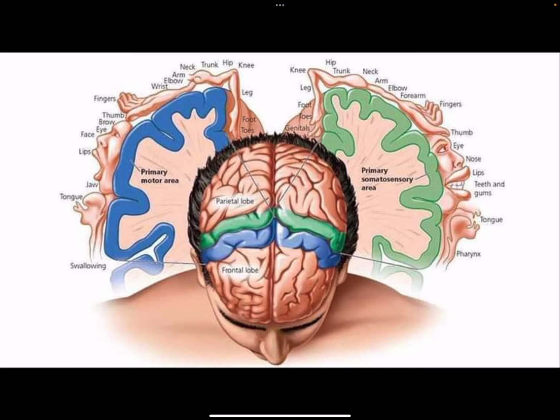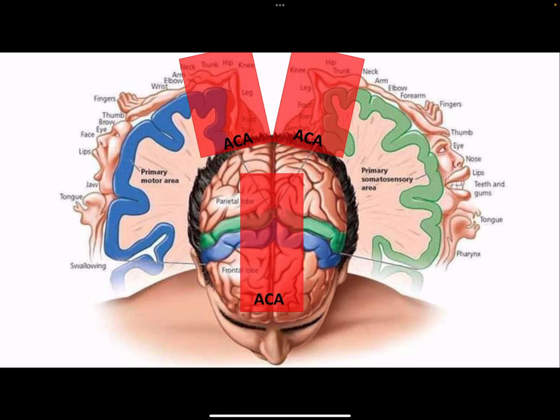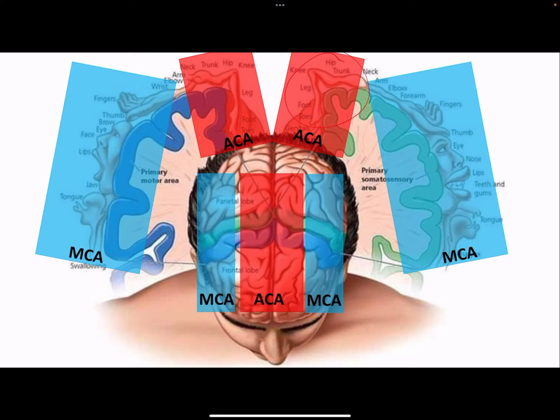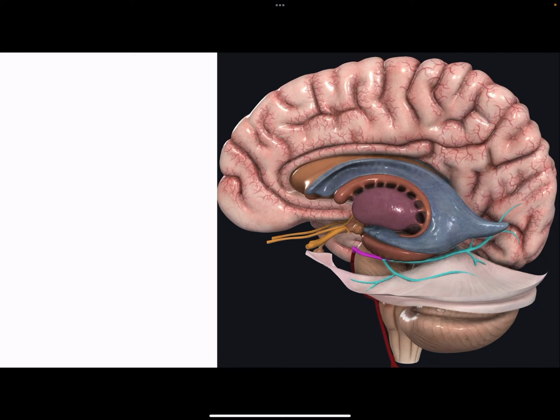Okay, so this is important when we think about the MCA and ACA with regards to the homunculus. Remember that the medial portion is going to be the legs, and the lateral portion is going to be more the face and upper extremities. So if we look at this, the ACA right here is the medial portion, and that gets everything here, which is going to be a bunch of leg structures. And then we get the MCA, which is going to be on the lateral side. That is what it's supplying. And that's going to be more of the face and the arms and fingers and whatnot.